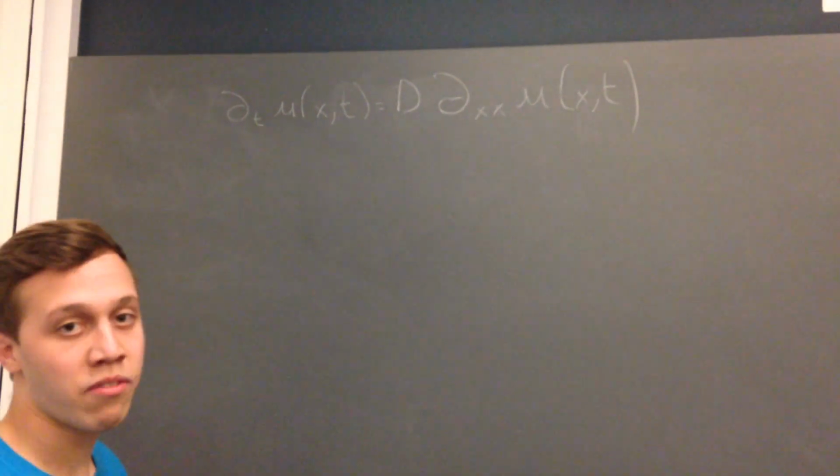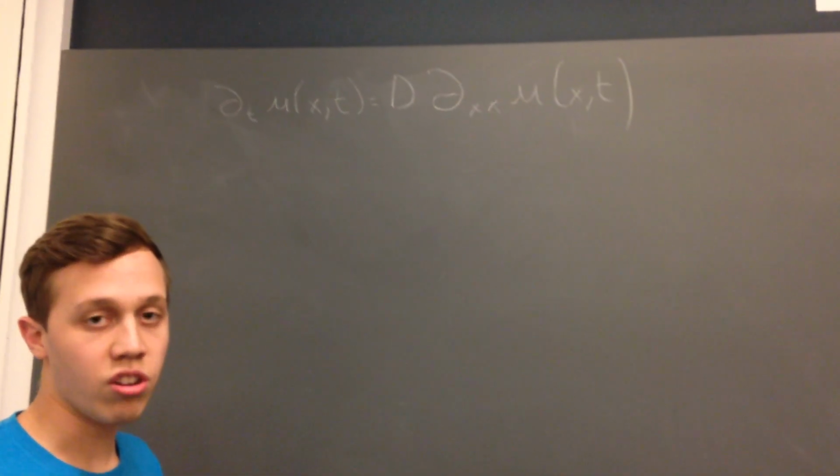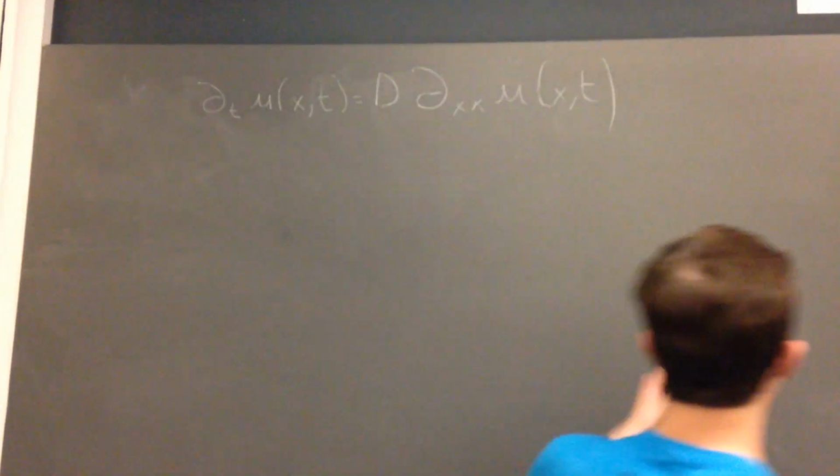So behind me right here, we have the regular diffusion equation that we've seen before. But the important part about this case are the boundary conditions. So let's take a look at those over here.